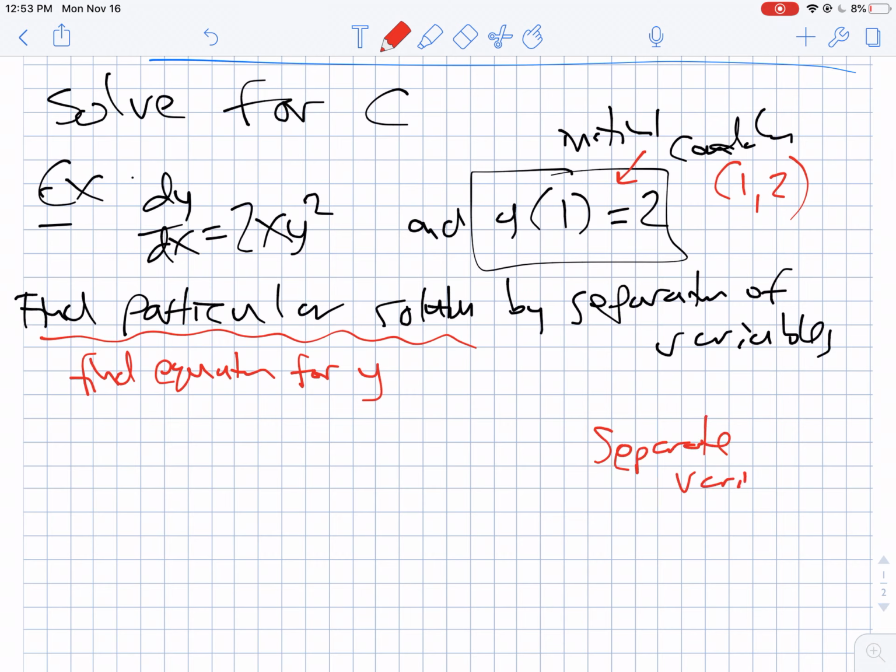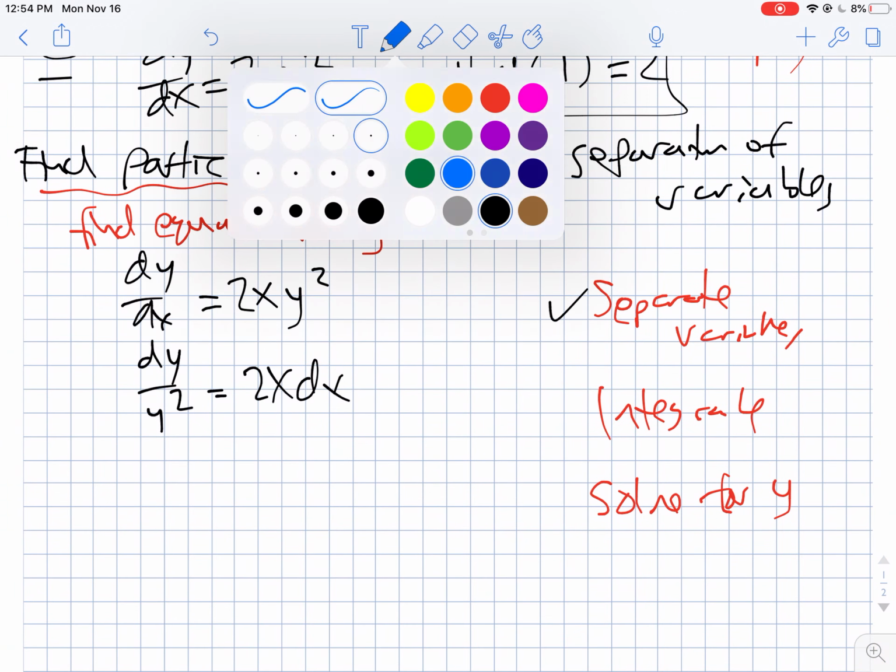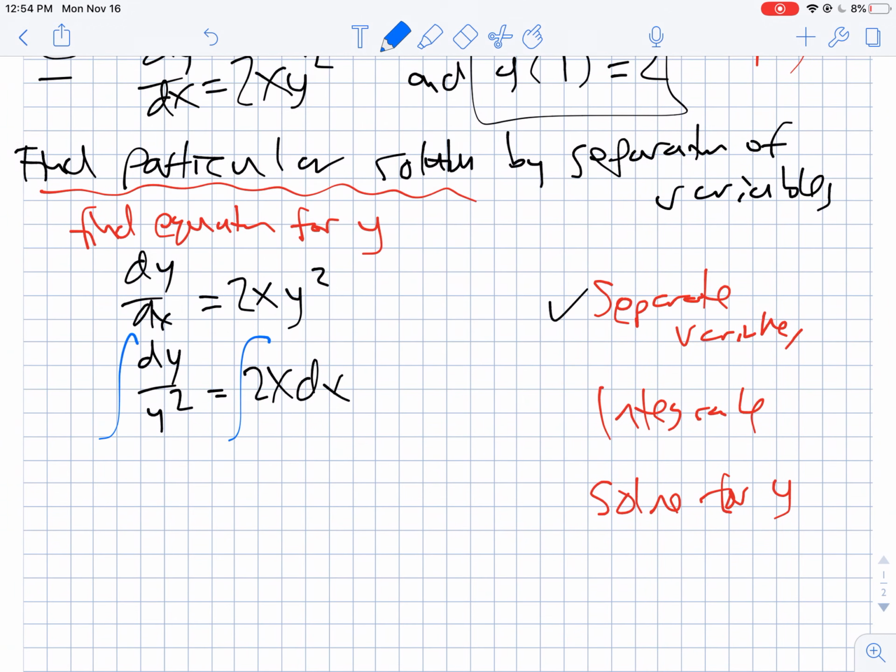Okay, so let's separate this guy. We begin with dy dx equals 2xy squared. We'll divide by y squared, we'll multiply by dx. So we separate it, check. Now let's integrate. We'll whip this with our integral stick on both sides. On the left side, we have the integral of y to the negative 2, so that's negative y to the negative 1. On the right side, we get x squared plus c.